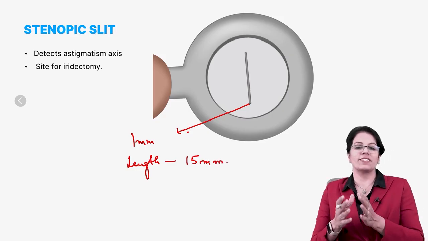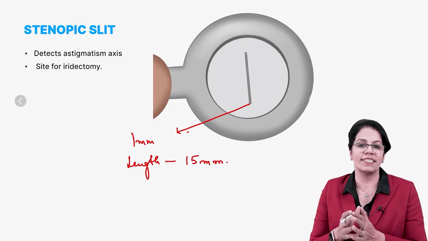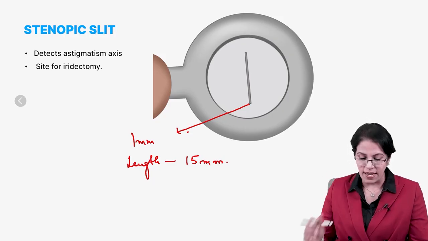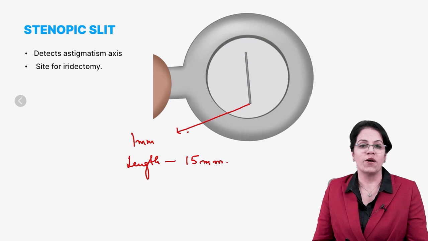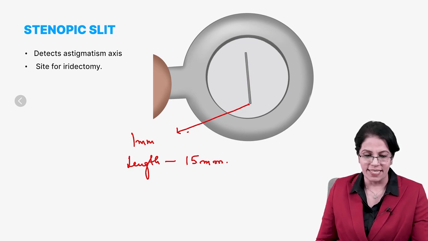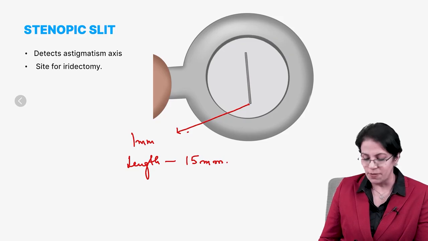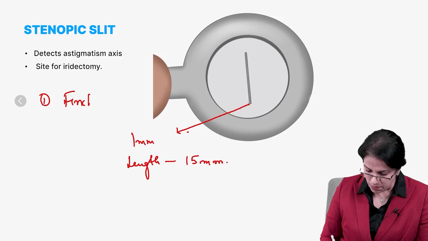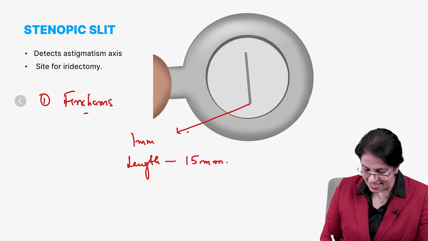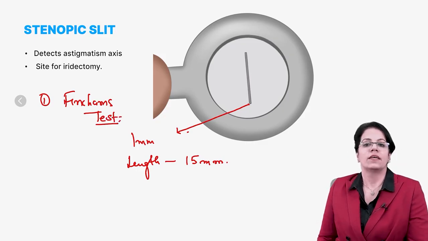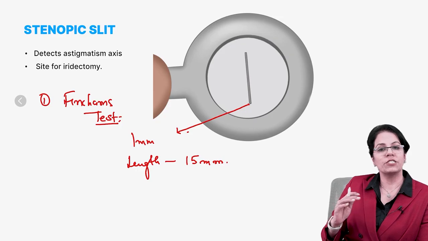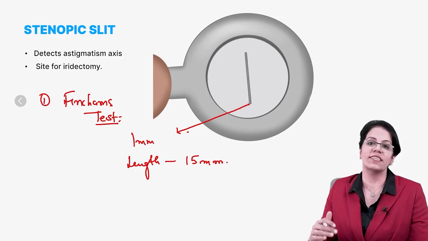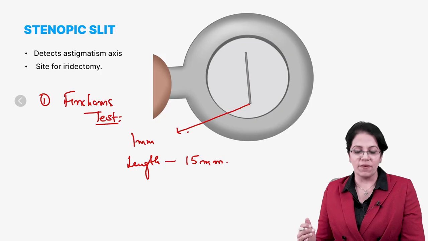So where do we use the stenopic slit? Do you remember the Fincham's test that we have studied together? That can be one use of the stenopic slit. You all remember Fincham's test? The patient is seeing the colored halos. You pass the slit in front of his eyes, and if the halos break, this is due to immature cataract, and if it does not break, this is acute congestive glaucoma. This we have already studied.